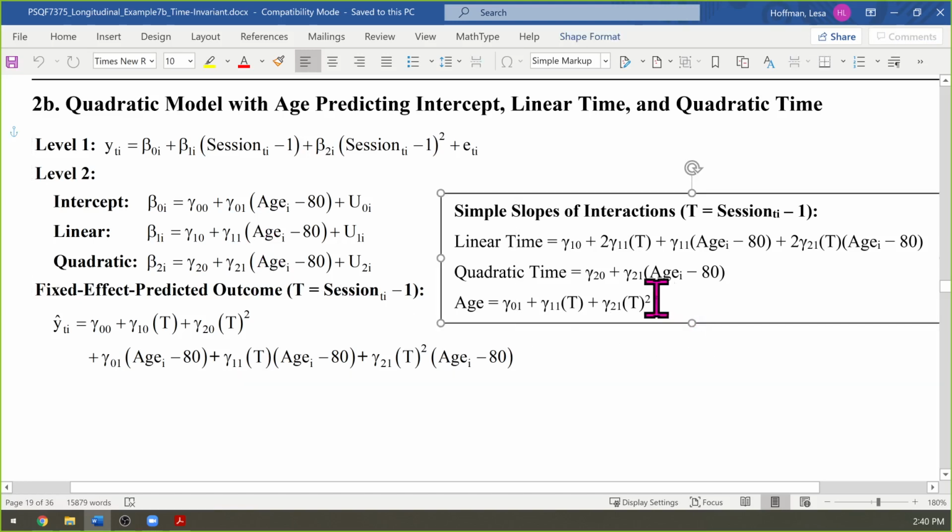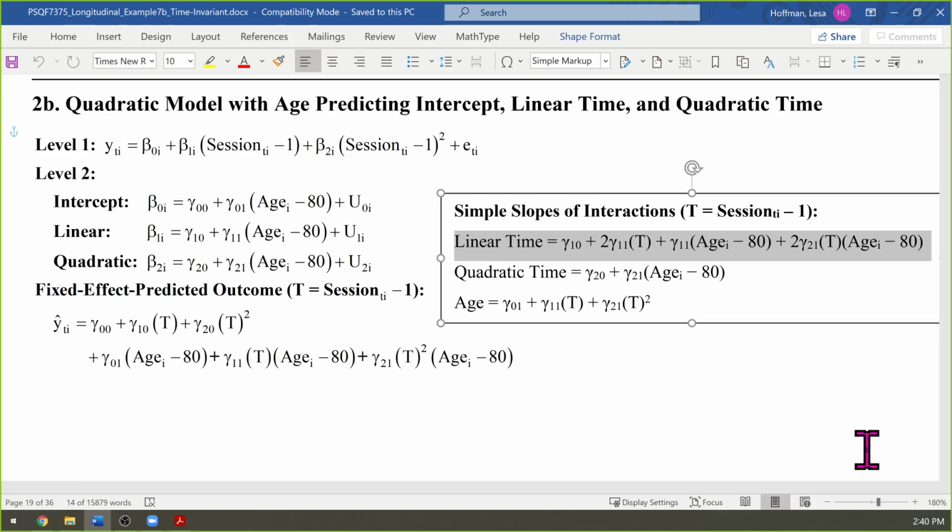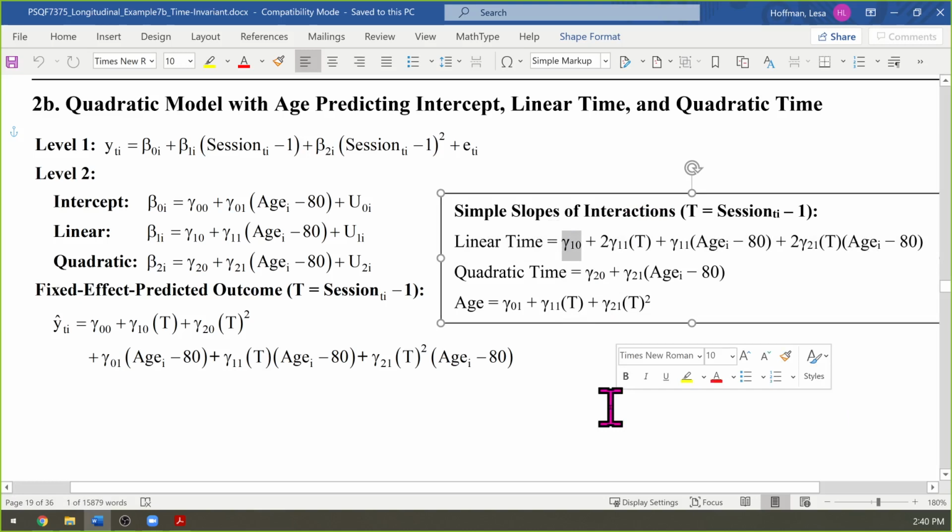So then the equation for how you would get the linear time slope at any occasion for any age is right here. So it starts with this. The linear time slope at a minimum is the fixed effect of linear time. Then the model moderates it as a function of the terms that contain interactions with time. So I have T here as an abbreviation for session minus 1. So the first moderator is twice the quadratic coefficient.